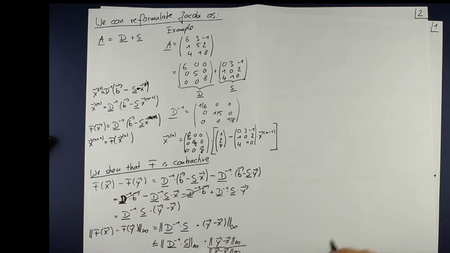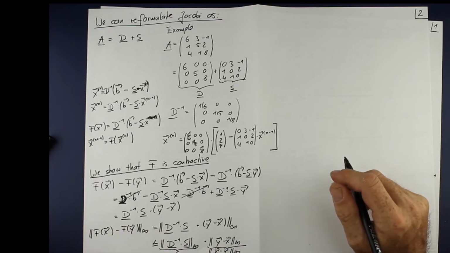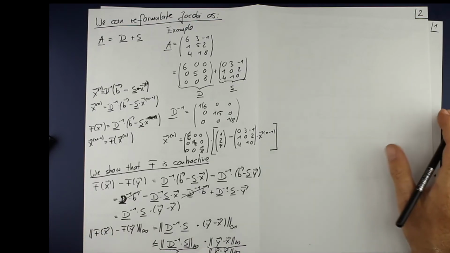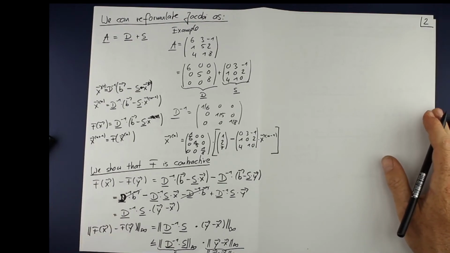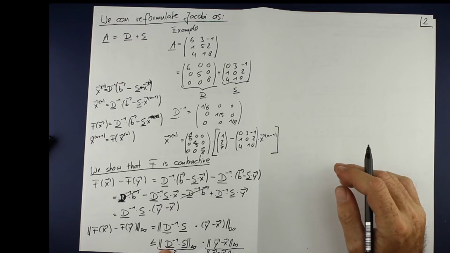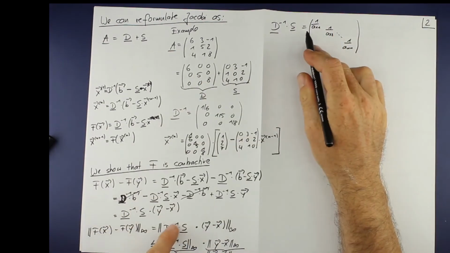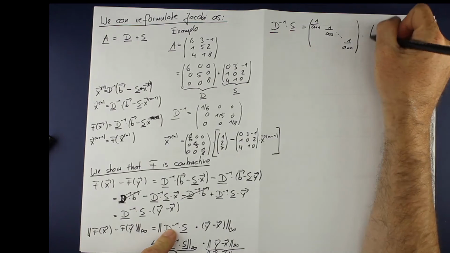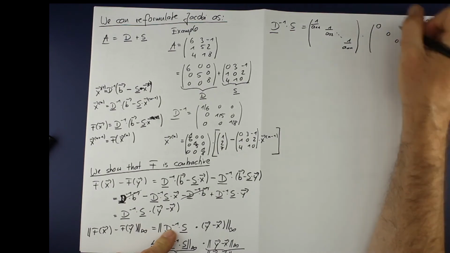And now we are here, and here we have a constant C, and now we will show that this constant C is less than 1 if the matrix is diagonal dominant, and then we can apply Banach fixed point theorem. So let's examine that. This is our D inverse, and this is our S, zeros on the diagonal.